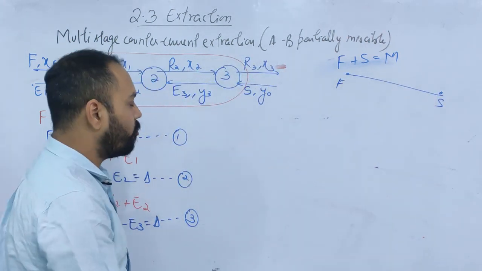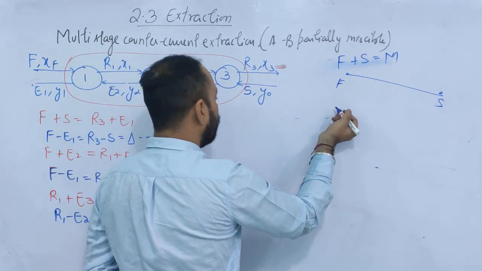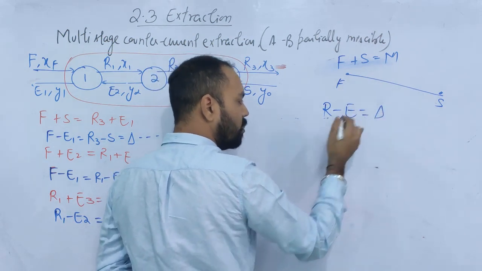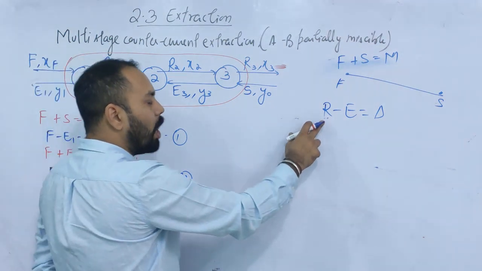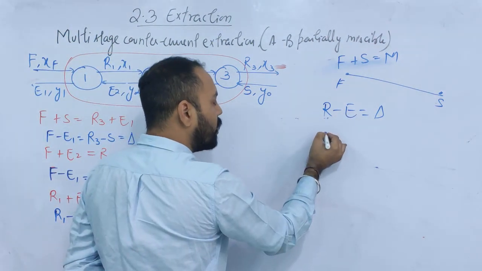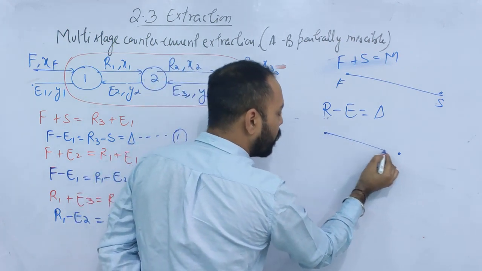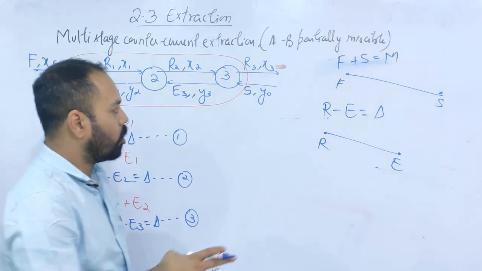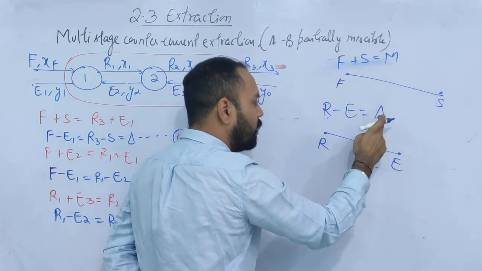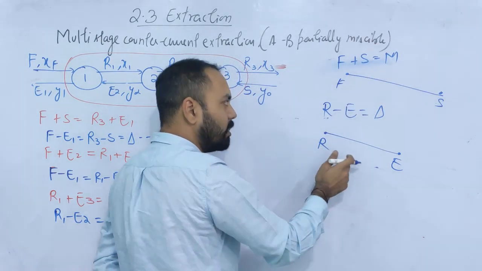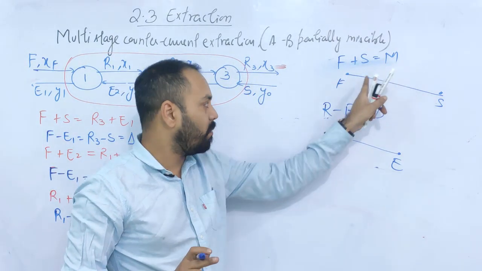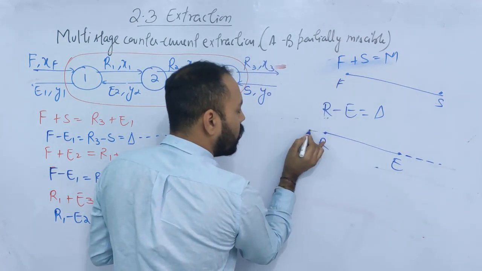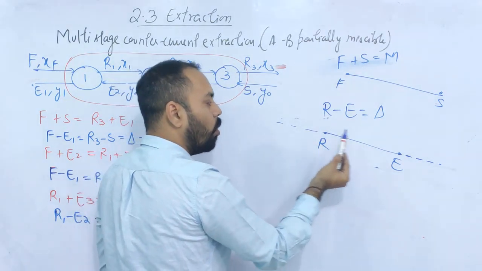This is one rule. But suppose I take this equation, R minus E is equal to anything, suppose delta, a random equation. How to understand this equation? It says that if you join the point R and the point E, the delta point must lie on this line. Here also, M point must lie on this line, delta point must lie on this line. But what is the difference between these two? The M point lies in between F and S, while the delta point lies if you extend this line. So either the delta point will lie here or it lies here.